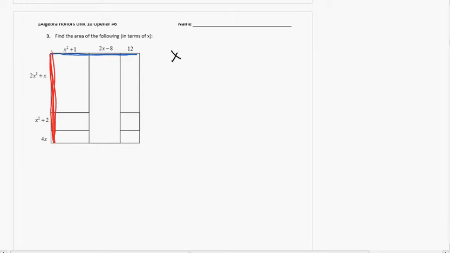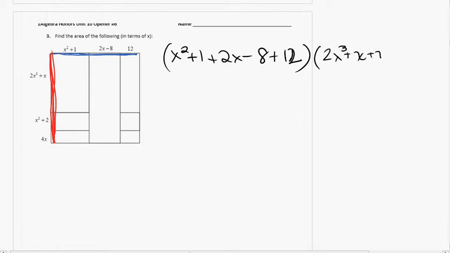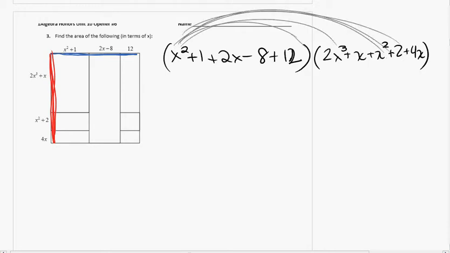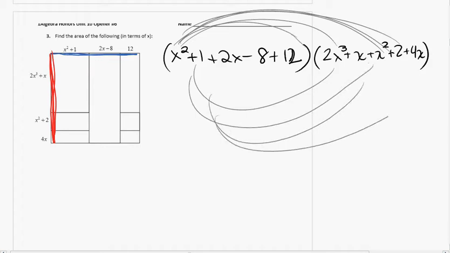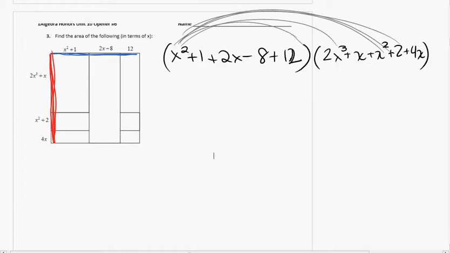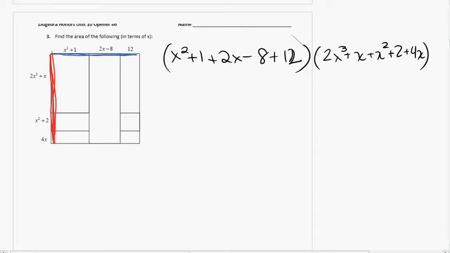So I'm going to do that. So I have x squared plus 1 plus 2x minus 8 plus 12, and I'm going to multiply that by 2x cubed plus x squared plus 2 plus 4x. And now I could just multiply this out, doing a very long and tedious distribution process, multiplying all these over and over and over. But that seems like a waste of time. So what I'm going to do is combine like terms.